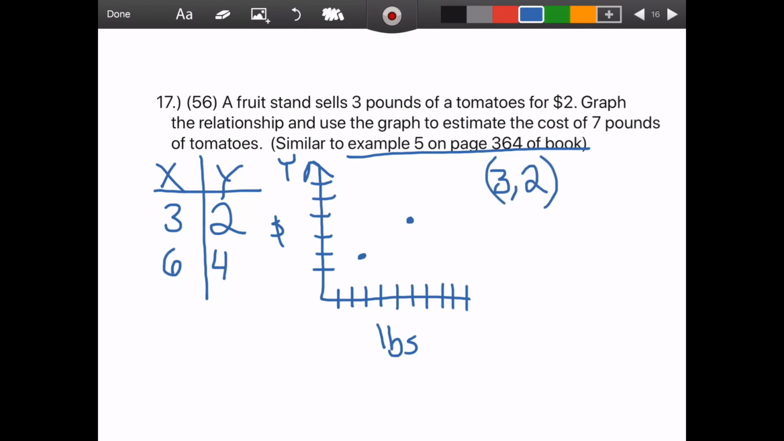That's 1 point they gave us. We also found 6, 4. But we're trying to find y when x is 7. When we have 7 pounds, how much is it going to cost? So we're trying to find this.